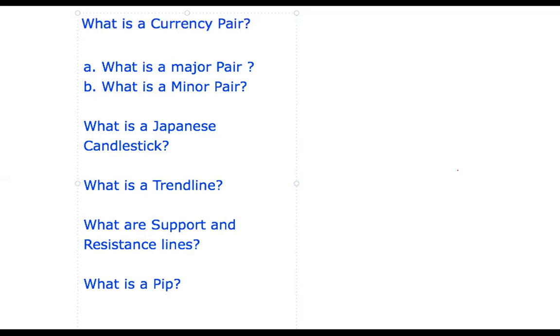All right, all right. So this is what we're going to be covering today. We'll be covering what is a currency pair, what is the major pair of the currency pair, what is a minor pair of the currency pair, what is a Japanese candlestick, what is a trend line, what are support and resistance lines, and what is a pip.